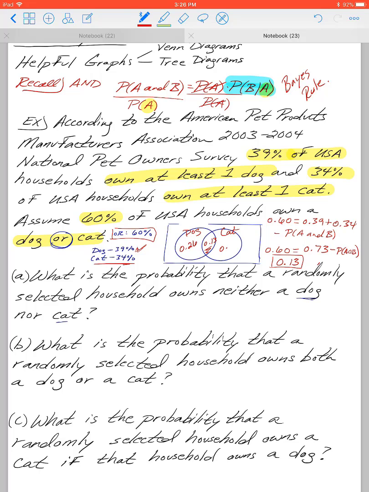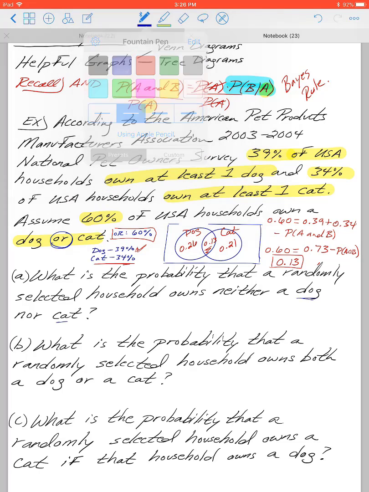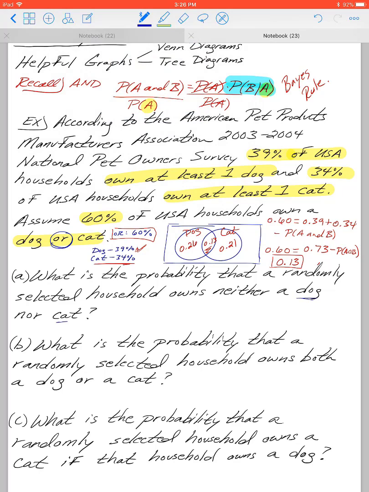Okay, that's our Venn diagram. So now that we already have this nice little picture here, let's proceed through the questions. I think it will be pretty easy with the picture to look at. Part A: what is the probability that a randomly selected household owns neither a dog nor a cat? I guess there is one piece that we did not put in this picture yet, right?